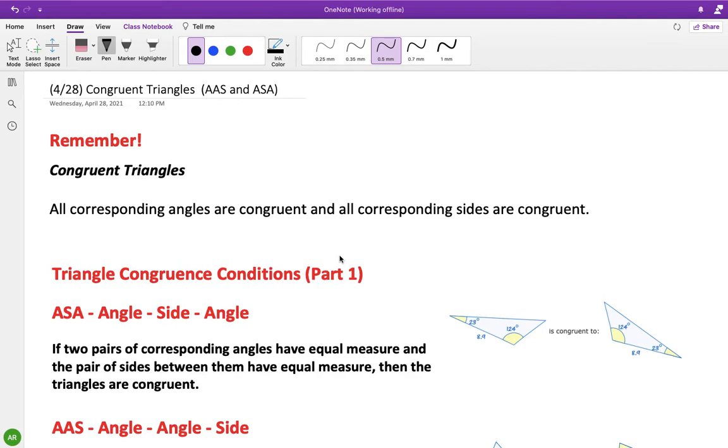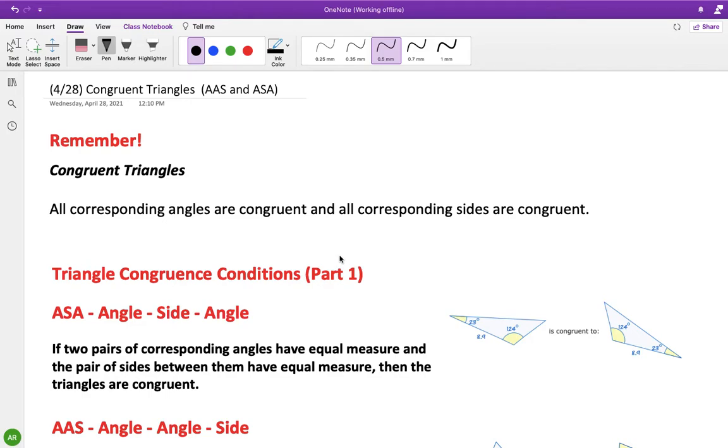All right, today we're going to talk about conditions for triangle congruence. We're going to talk about the first one, which are AAS and ASA. You should know what those mean here in a minute. And then in the next one, we'll go ahead and talk about the other remaining conditions for triangle congruence.